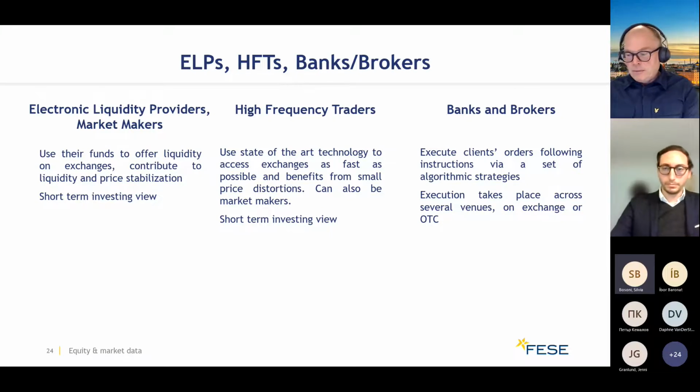brokers, which act as an intermediary between the retail and the buy side and the exchange, because the banks and brokers are members at the exchange.